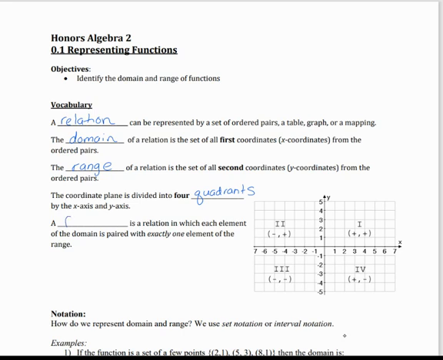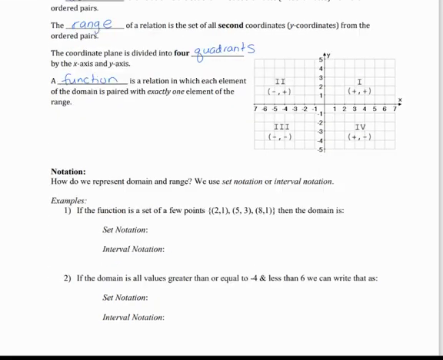Lastly, a function is a relation in which each element of the domain is only paired with exactly one element of the range. Okay, so our x values cannot repeat with different y values. Each x goes with just one y. A relation, however, can be any ordered pairs. All right, so let's look at some examples here and how we represent domain and range and so forth.